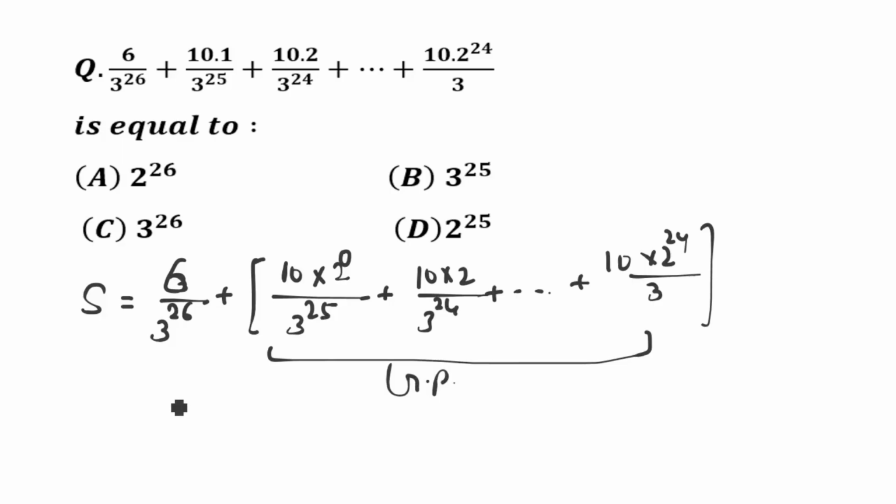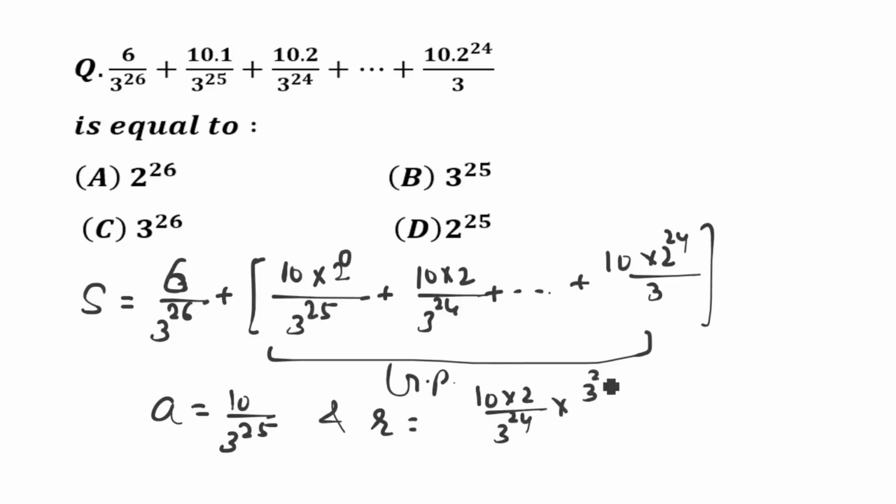So I consider the first term to be A, that is 10 into 2 to the power 0, that is basically 10 divided by 3 to the power 25, and we need to find the common ratio. The common ratio R will be the second term, 10 into 2 divided by 3 to the power 24, divided by the first term, 10 divided by 3 to the power 25. I can cancel the 10, and we get 2 into 3 to the power 25 minus 24, so 2 into 3 to the power 1. So 2 into 3 is 6. So the common ratio is basically 6.